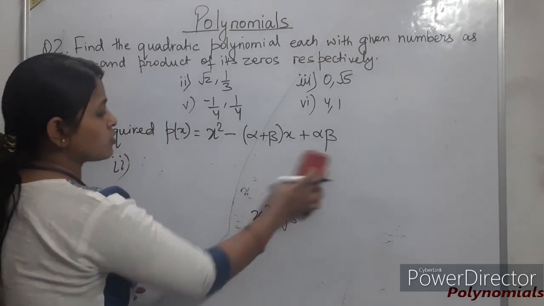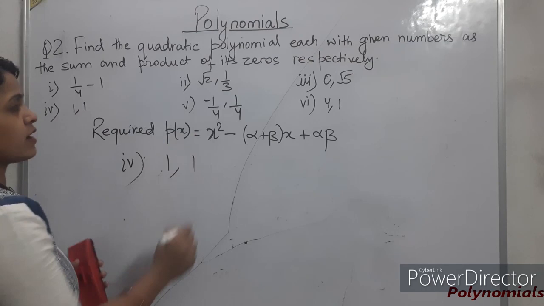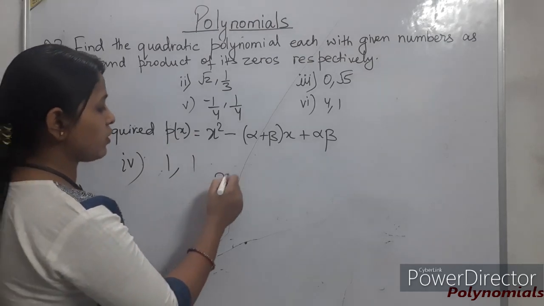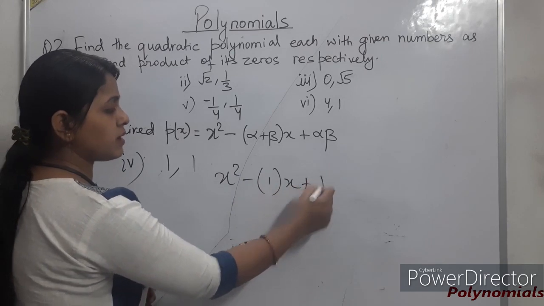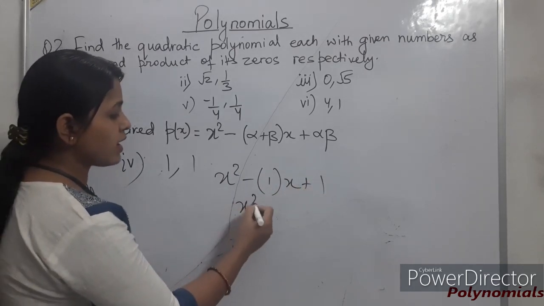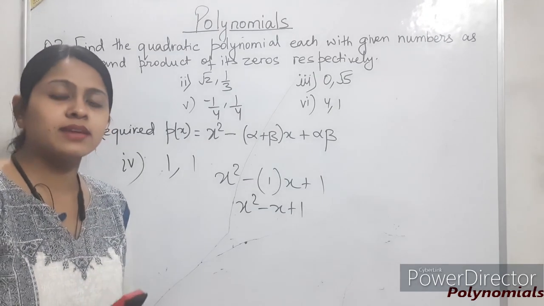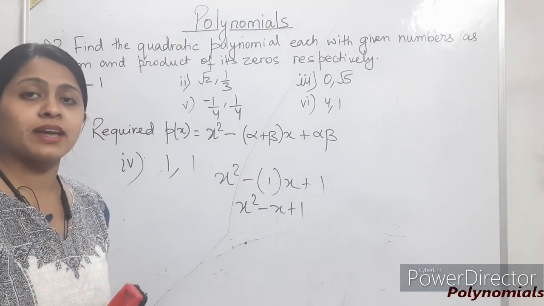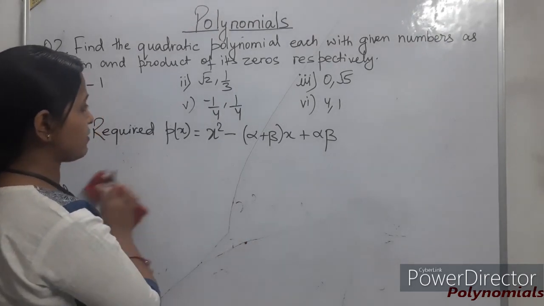Let's talk about question number 4. Question number 4 is 1 and 1. अब देखिए 1 and 1 में क्या होगा, x square minus 1 into x and alpha beta भी हमारा 1 है. x square minus x plus 1. वेरी सिंपल है ना, अभी कर सकते हैं ना. 2 मिनट क्या, 2 सेकंड भी नहीं लगेंगे आपको. Now let's see question number 5.